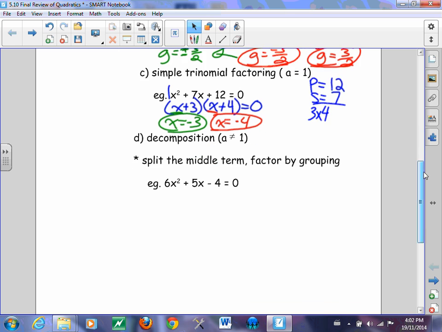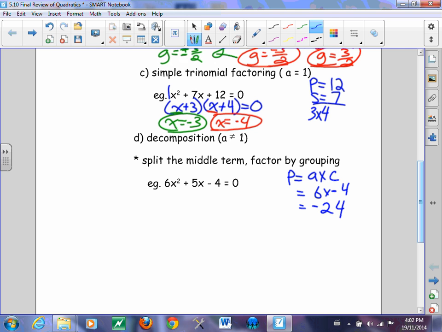All right, decomposition. I know some of you had trouble on your first unit test on this, so let's take a look. To do decomposition, you split the middle term and factor by grouping. So let's go over this. Product equals a times c. Remember that, folks? So it's going to be 6 times negative 4, which equals negative 24. Okay, and your sum equals positive 5. The biggest number is positive, so you know your biggest number has to be positive. So you're looking at negative 3 times 8. Okay? So those are our two factors.